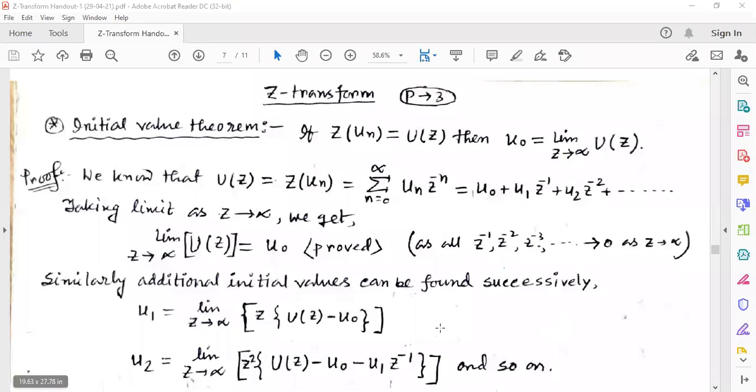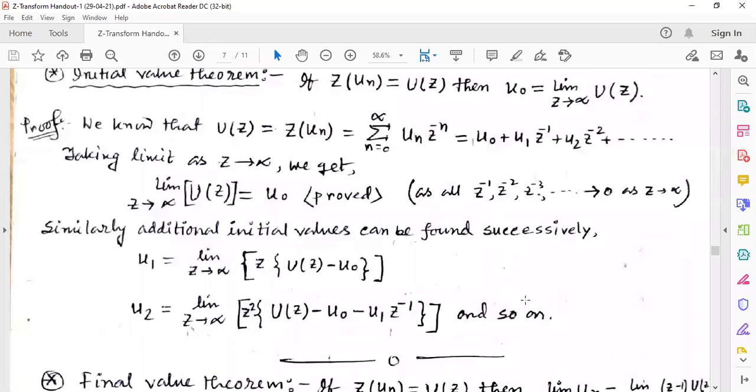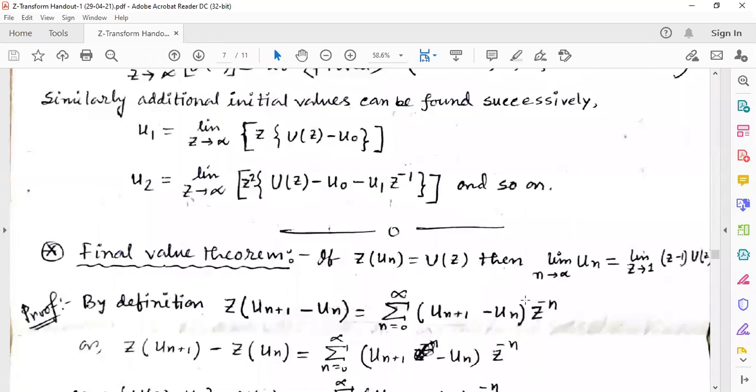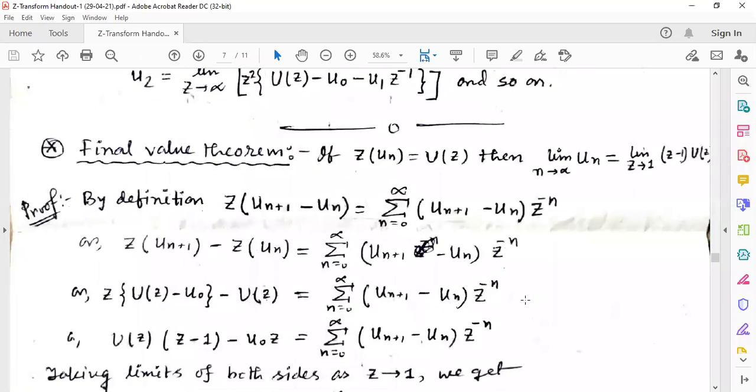Now we are going for the final value theorem. Similarly, the additional initial values can be found successively. u1 will be limit z tends to infinity z into (U(z) minus u0). u2 equals limit z tends to infinity z square (U(z) minus u0 minus u1 z to the power minus 1), and so on. Now we are going for the next theorem, that is the final value theorem, which is very important.